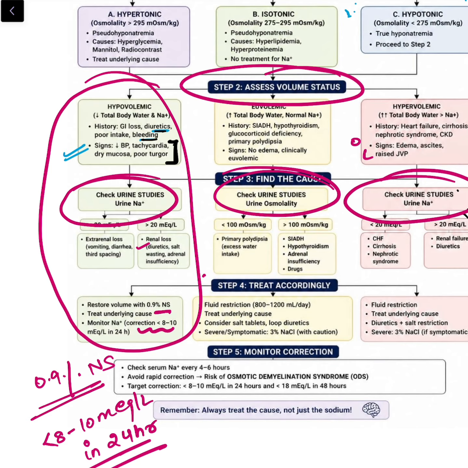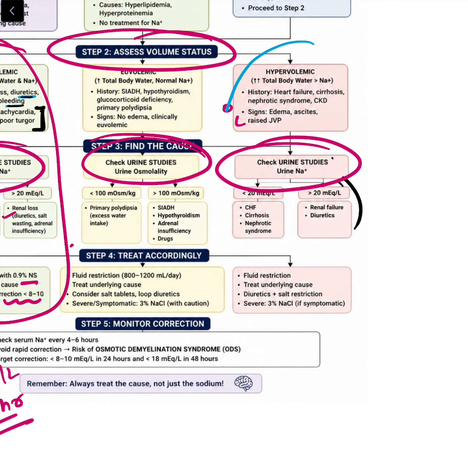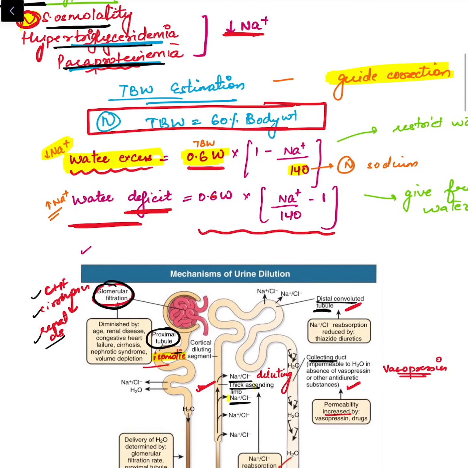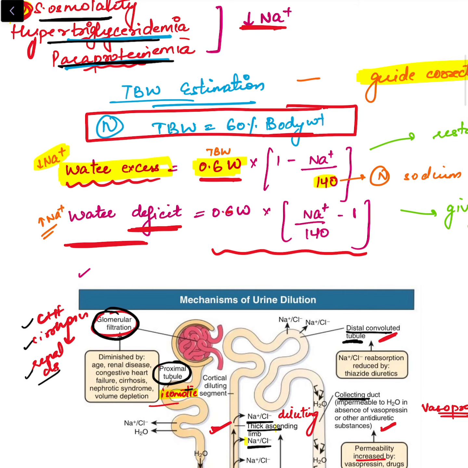If the patient is hypovolemic, we are restoring the volume with 0.9% NS. On the other hand, if the patient is hypervolemic, you need to do fluid restriction. So how much fluid do you need to restrict? There's one formula. In cases of hyponatremia, you need to test how much water is in excess. So that much you need to restrict.